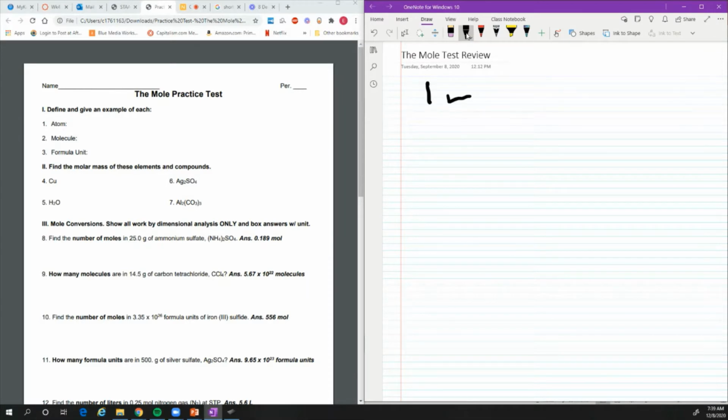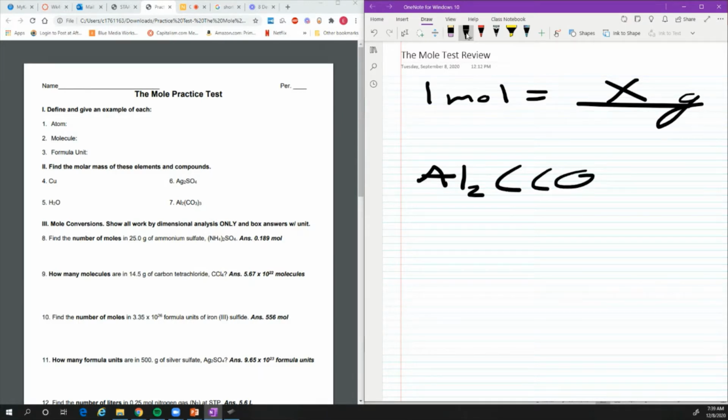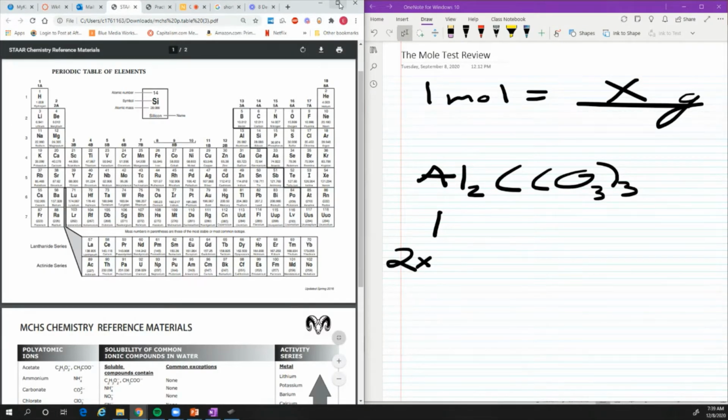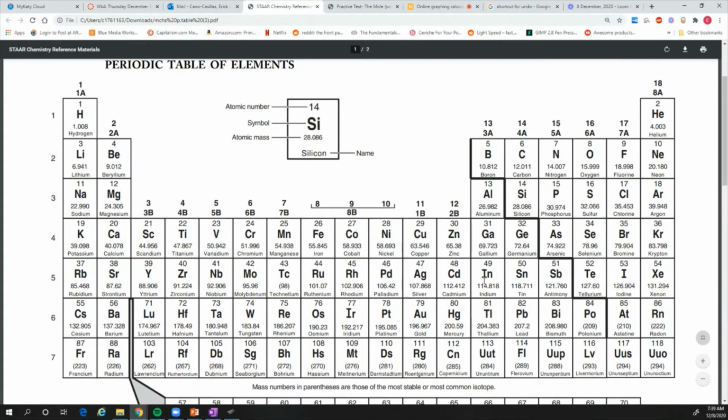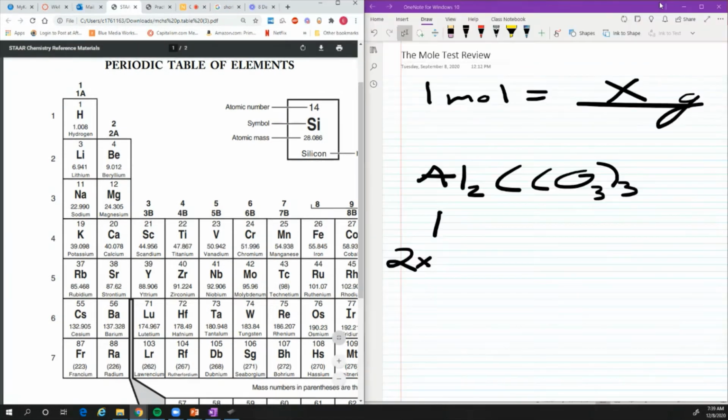Remember, 1 mole for molar mass is equal to the total mass in grams of whatever compound is here. In this case, we're dealing with Al2(CO3)3. So we just want to get the entire weight. How do we do that? Well, we know that there's 2 aluminums, and we need to go to our periodic table. I'll pull this up real quick. Aluminum, my periodic table number is 26.9. I'm just going to say 27 for right now to make it easy.